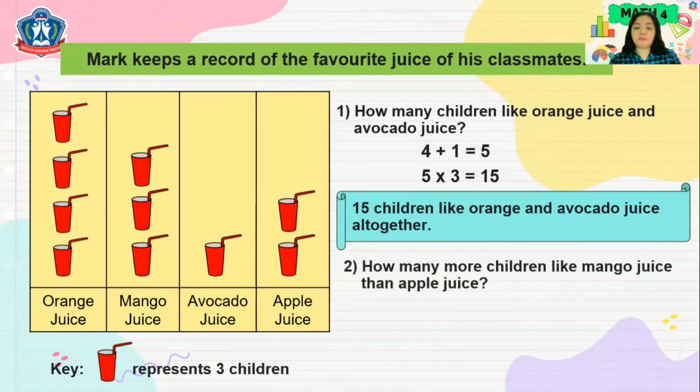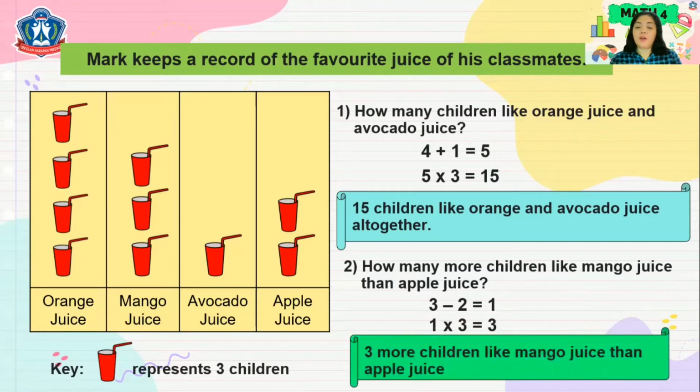How about this one? How many more children like mango juice than apple juice? So how many children? For mango juice, we have 3 glasses. And for apple juice, we have 2 glasses. So let's subtract. 3 glasses minus 2 is equal to 1. So 1 glass. So there is 1 more glass of mango juice than apple juice. So let's multiply the 1 glass by 3. That is equal to 3 children. So there are 3 more children who like mango juice than apple juice.